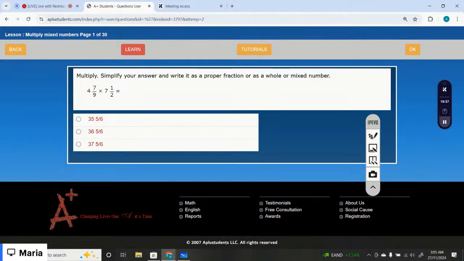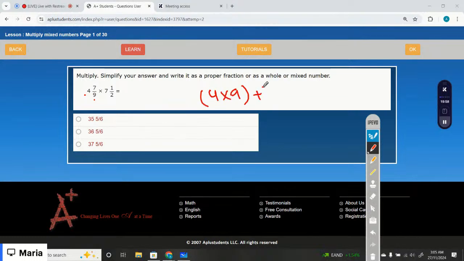Multiply 4 whole 7 over 9 times 7 whole 1 by 2. So for 4 whole 7 over 9, you need to multiply whole number times denominator. You have to do 4 times 9, and you need to add the numerator, divided by the 9. Same thing you have to do with the other fraction. You have to do 2 times 7, that is whole number times denominator, and plus 1 divided by 2.